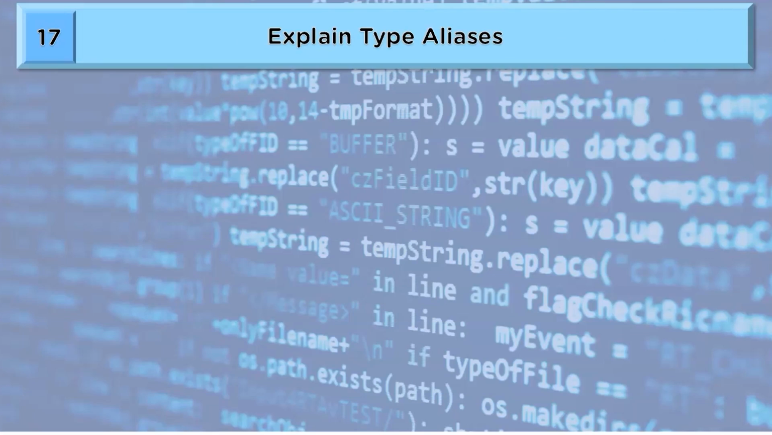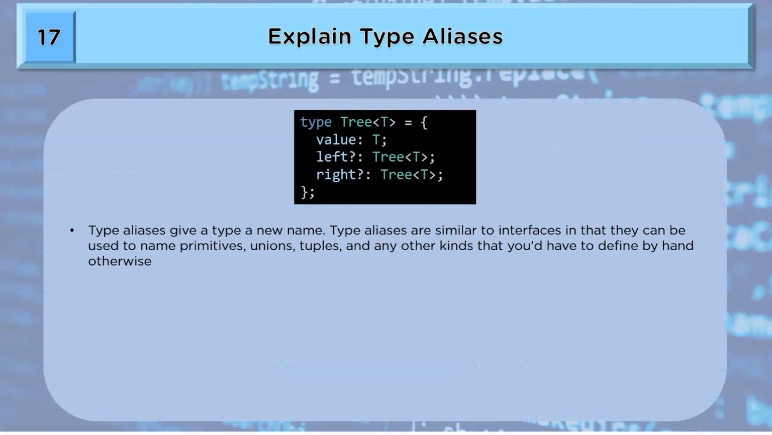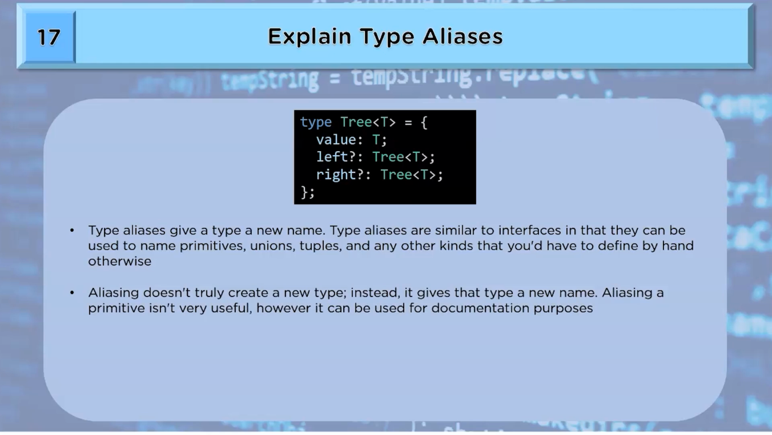Explain type aliases. Type aliases give a type a new name. Type aliases are similar to interfaces in that they can be used to name primitives, unions, tuples, and any other kinds that you would have to define by hand otherwise. Aliasing doesn't truly create a new type. Instead, it gives that type a new name. Aliasing a primitive isn't very useful. However, it can be used for documentation purposes.